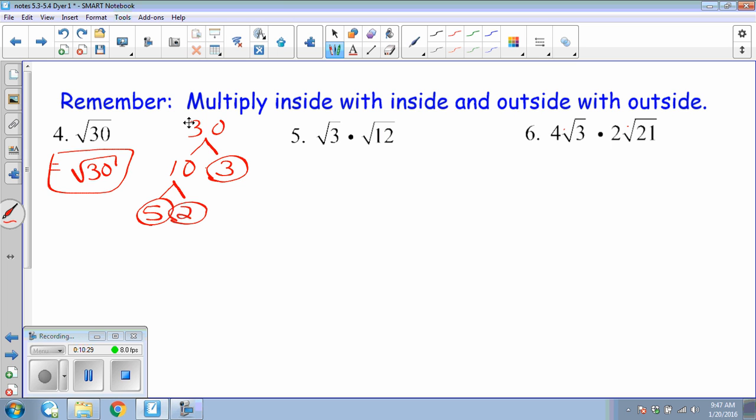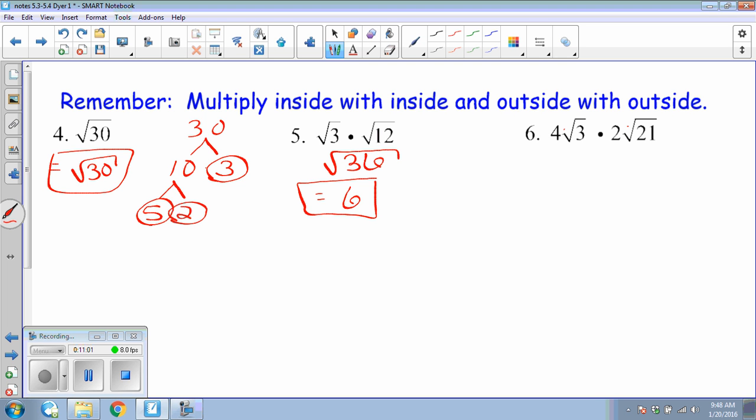And so you multiply the inside with the inside. So square root of 3 times the square root of 12 is the square root of, what's 12 times 3? 36. What's the square root of 36? 6. We don't need to do a factor tree for that one because 36 is a perfect square. So if it's a perfect square, don't waste your time. 36 is a perfect square because 6 times 6 is 36. 49 is a perfect square because 7 times 7 is 49. 81 is a perfect square because 9 times 9 is 81.